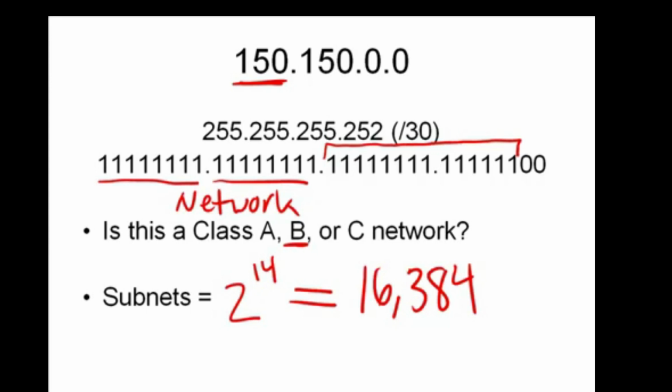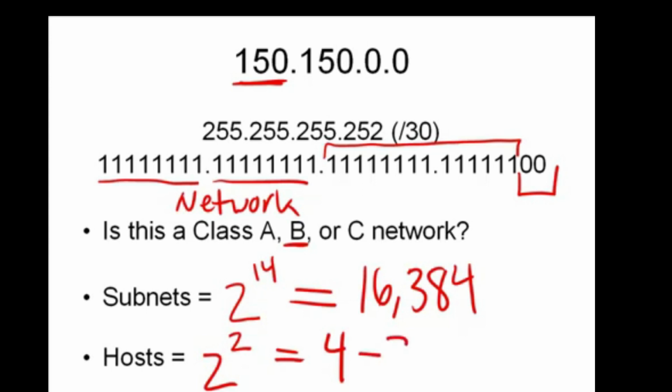Let's go ahead and see how many hosts are going to be in each one of those subnets. So the formula there is 2 to the number of host bits. Here there aren't very many. There's only 2 left. 2 to the power of 2 equals 4, and then we subtract 2, one for the subnet number, one for the broadcast, to give us 2 valid hosts in each one of these 16,384 subnets. So here, we're creating many subnets, but each one is very small. In fact, we only have 2 IPs we can actually use to assign to devices in each one of these subnets.